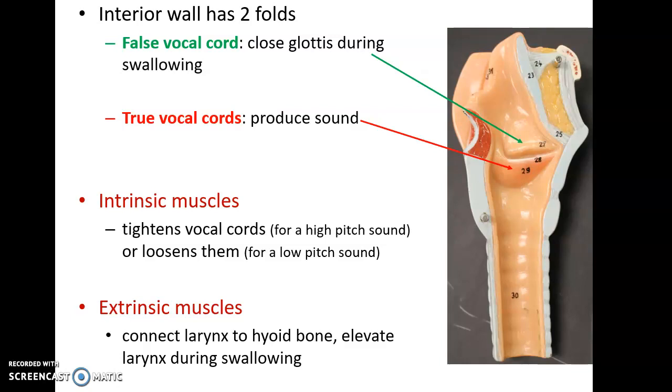There are also lots of little muscles involved. There are tiny intrinsic muscles within the larynx that can tighten or loosen the true vocal cords in order to increase or decrease the pitch of the sound we produce. And there's a lot of extrinsic muscles attached to the larynx that help to elevate it during swallowing.